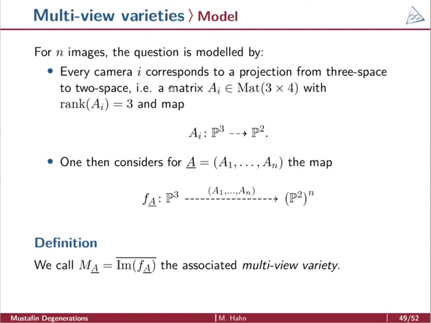And so therefore, this projection from 3-space to 2-space is modeled by a matrix of size 3 by 4 of rank 3, and a map from P^3 to P^2. And this is a rational map.